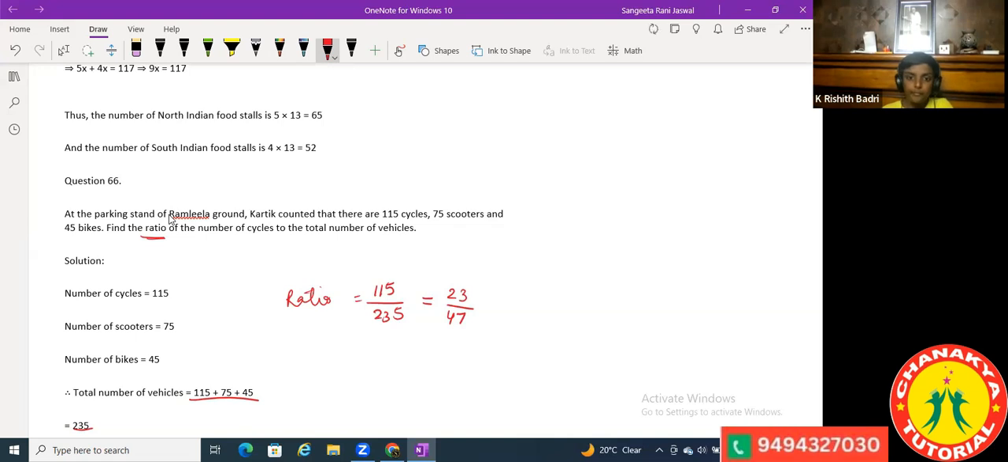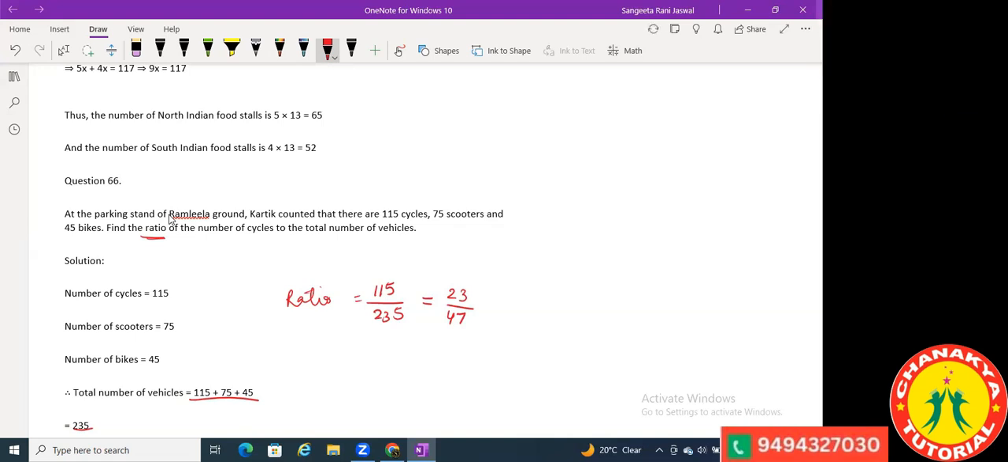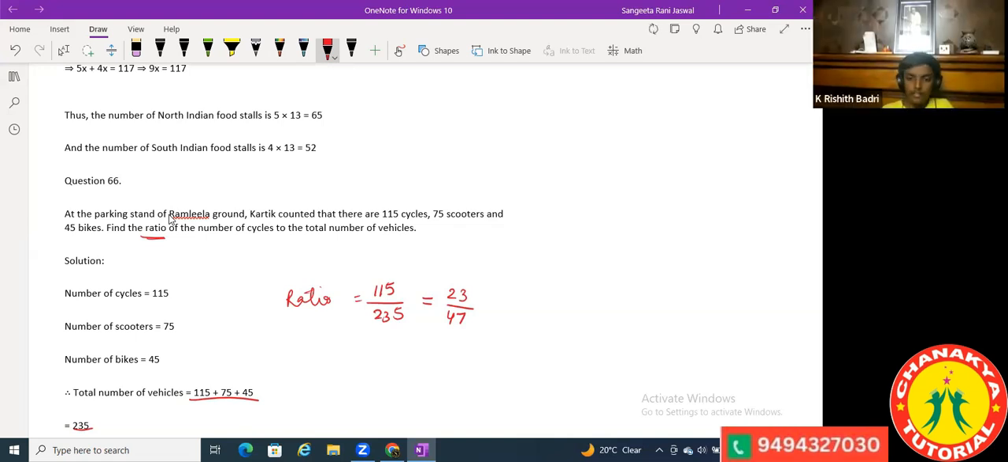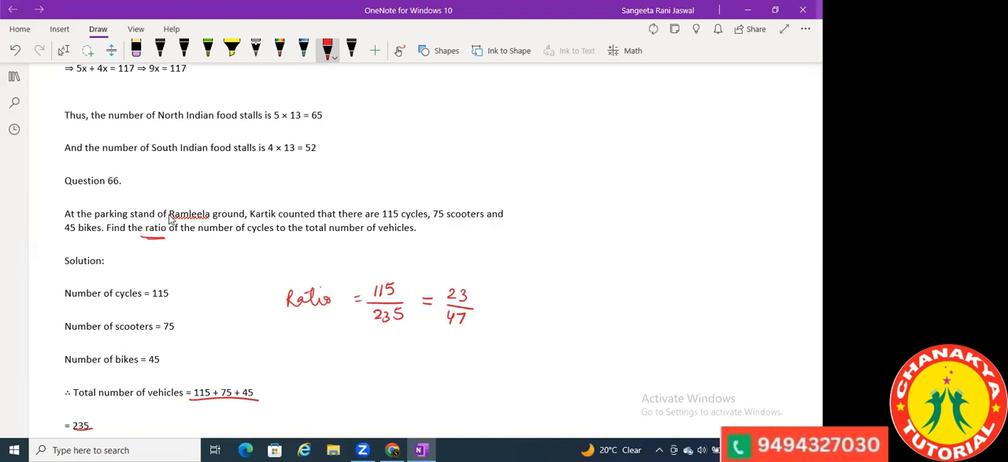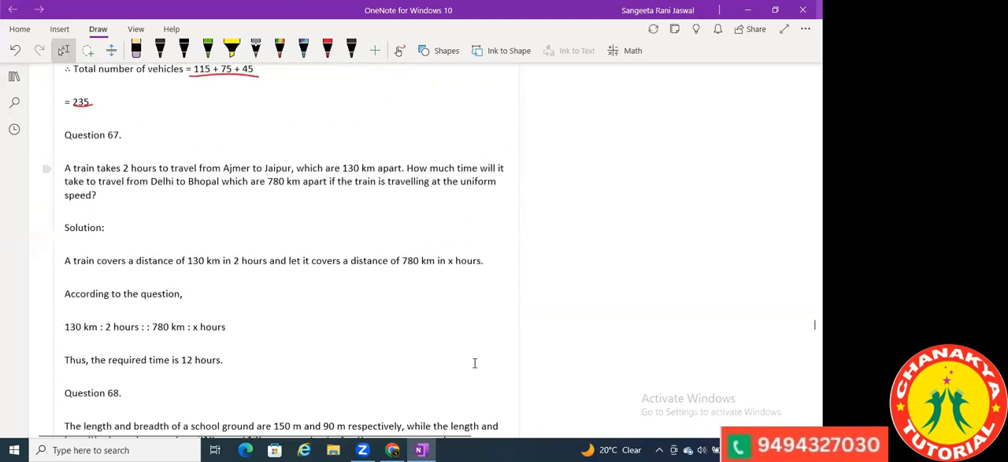Okay, 23 is a prime number, it cannot be reduced further. Yes, ma'am. I also got 23. Yes, 5 2s is 10, 23. Okay. Let's move ahead.